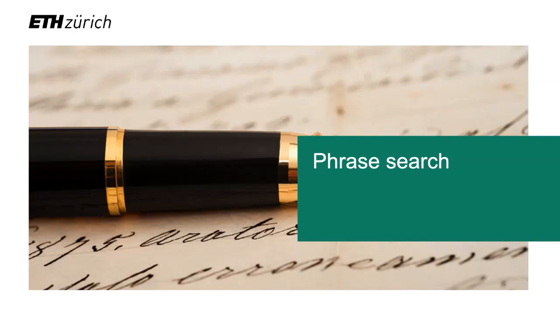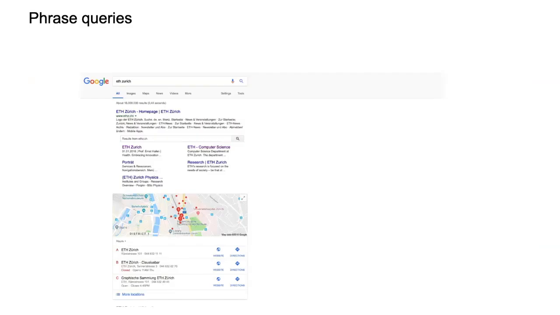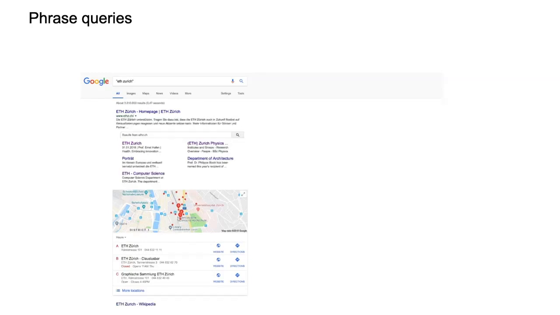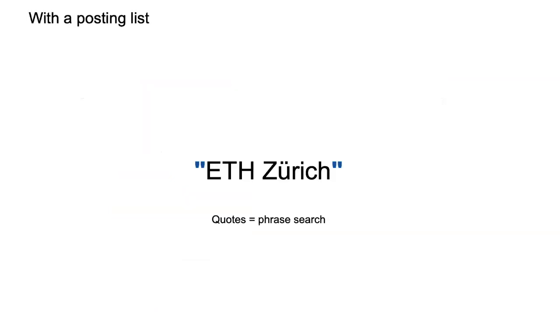Okay, and one last thing that I want to tell you about is phrase search. When you type something in Google, it's not actually a Boolean query. Well, it can be interpreted as a Boolean query, but it's also going to be interpreted as a phrase. ETH Zurich, you probably want them next to each other. In fact, you can force that with quotes. This is called a phrase search. This is not in the Boolean language. It's an extension of the language. And typically, you do it with quotes.